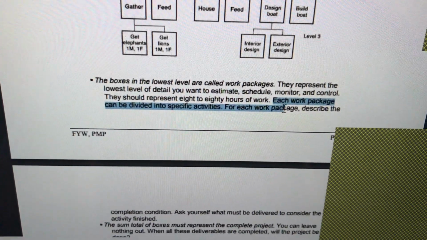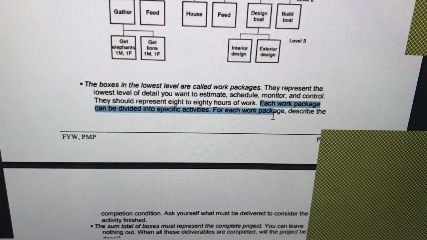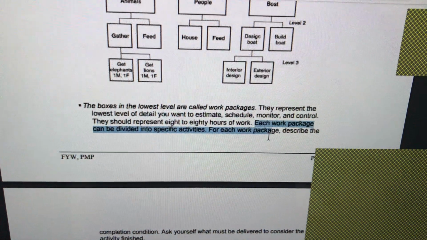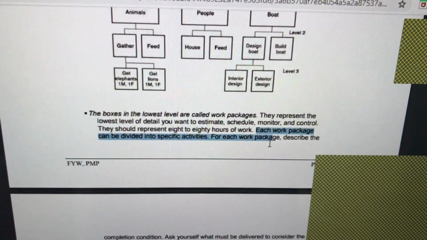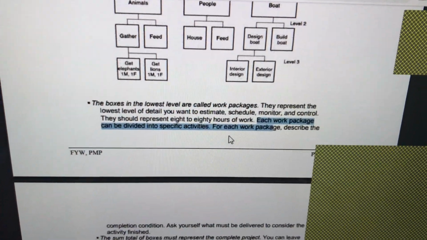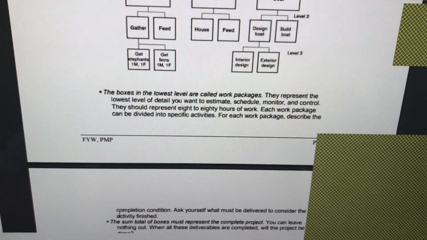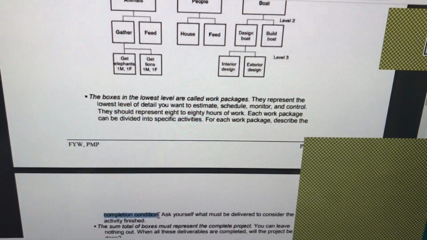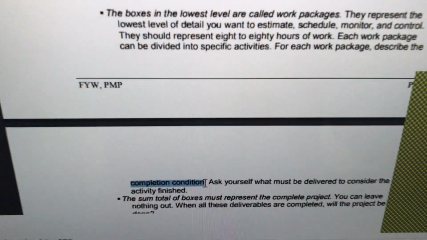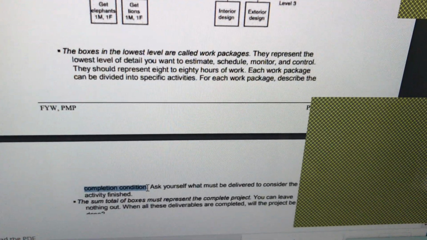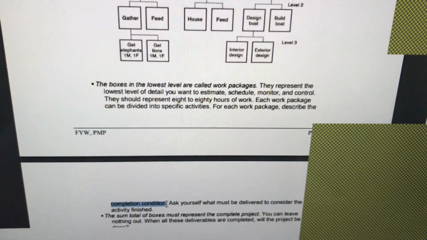Each work package can be divided into specific activities. You can drill down the work packages into activities. Activities can further be divided into tasks. The focus is more on activities, not on the task. For each work package, describe the completion condition. This is where I think Wei Hong asked me why it should be monitoring, not monitoring and control. Now you see, it has to be under planning, because you are even saying what is the completion condition.